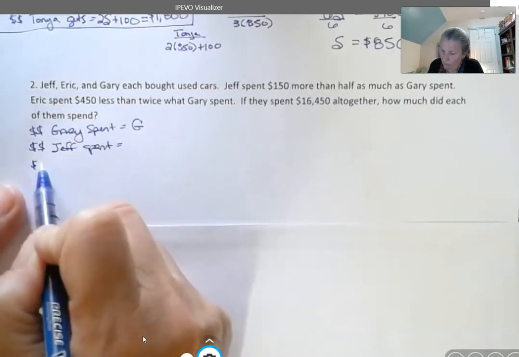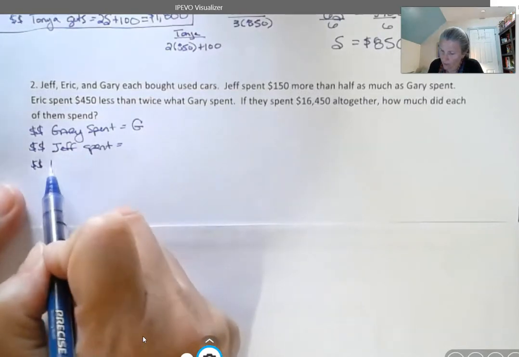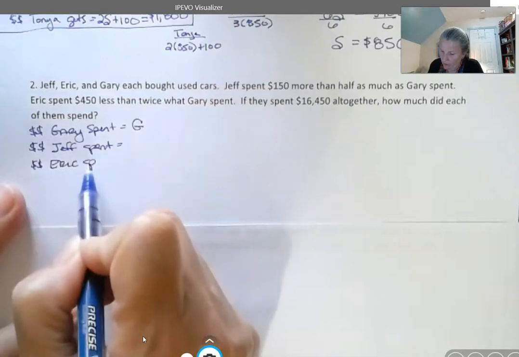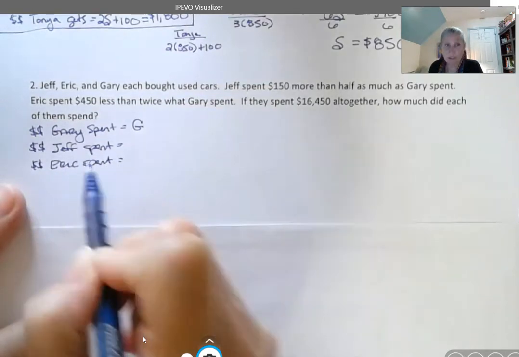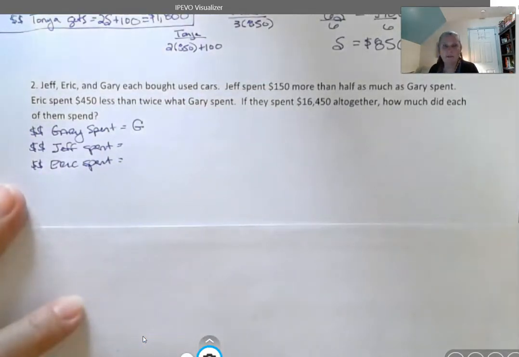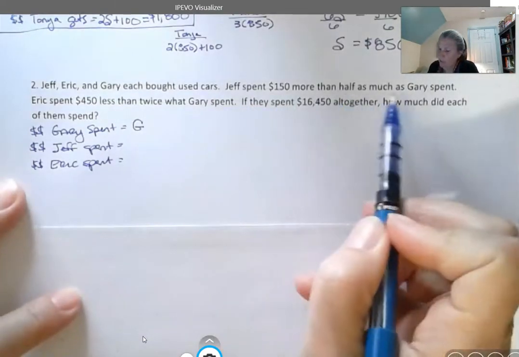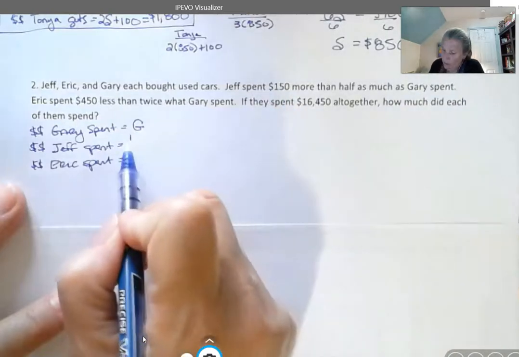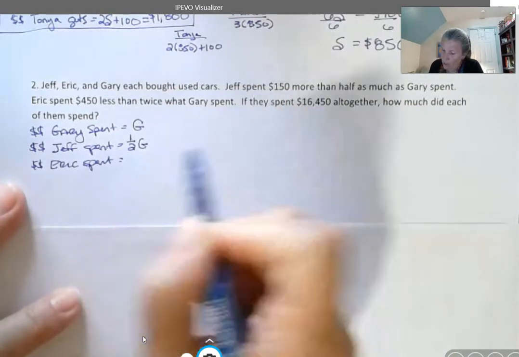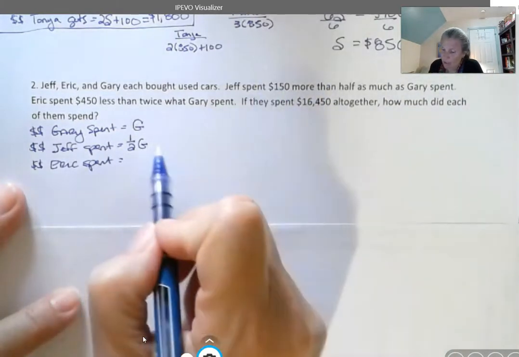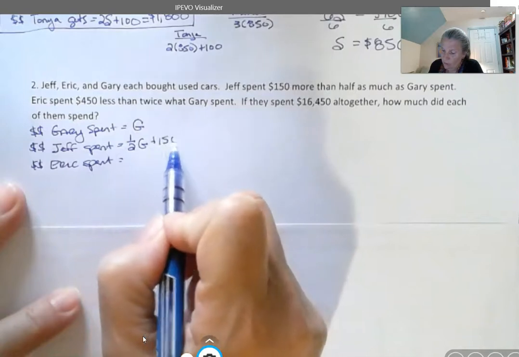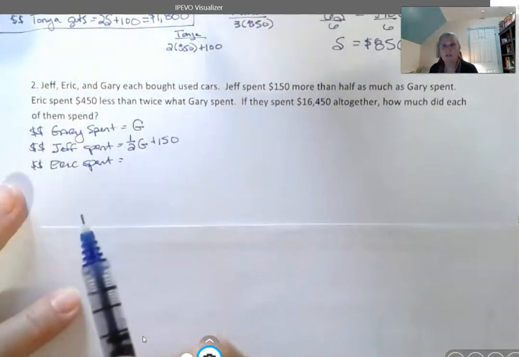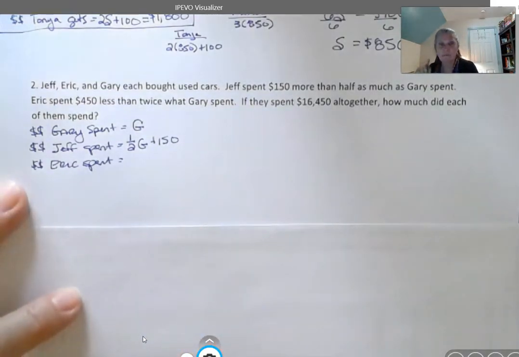And then what's the dollars that Eric spent. So I'm declaring my 3 unknowns first. Now Jeff spent 150 more than half of what Gary spent. So half of what Gary spent would be 1/2 G. But then 150 more than that would be plus 150. I always want to describe everything using one variable.